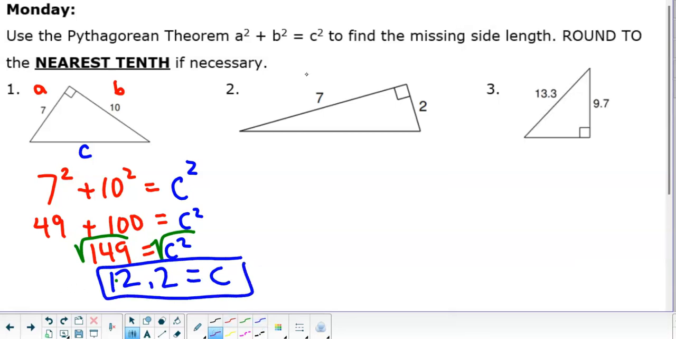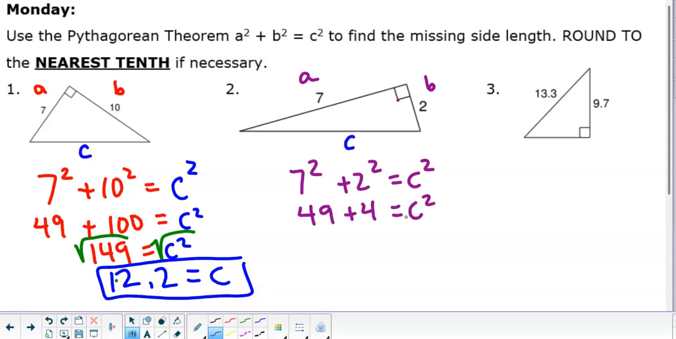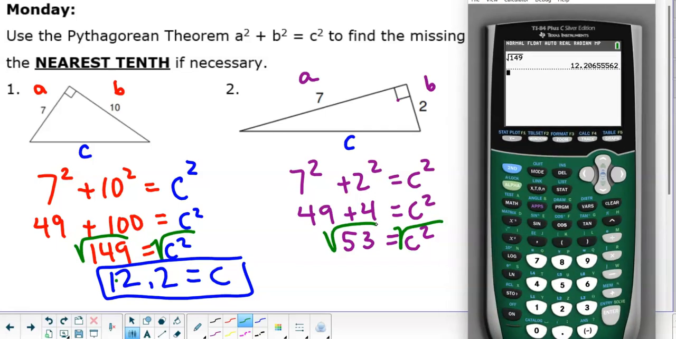Let's do this again for question 2. Label the legs and label the hypotenuse. 7 squared plus 2 squared is equal to C squared, or 49 plus 4 is equal to C squared. Don't forget, you're not finished until you get rid of this power of 2. The opposite of a square is a square root. Use your calculator to find the square root of 53.